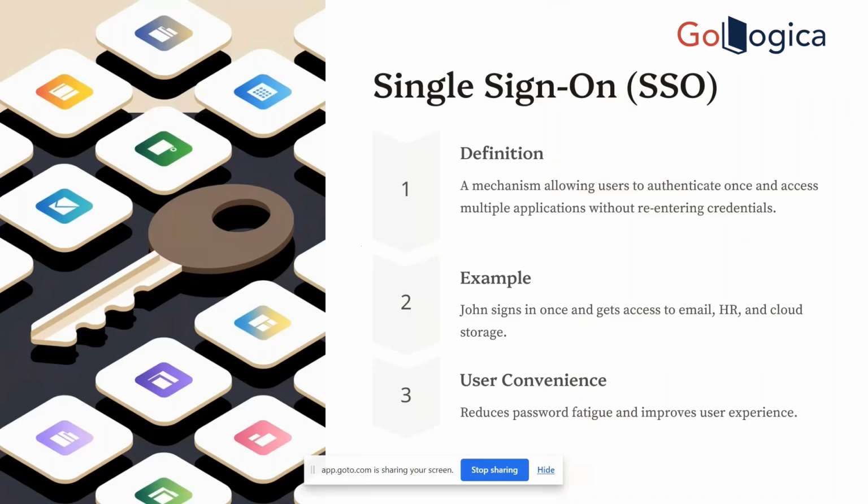Now there is a term called SSO. I already told you about SSO yesterday also. Single sign-on basically means a mechanism where we allow the user to authenticate once and access multiple applications without re-entering credentials. Say you are working on a project and the project requires 4 or 5 applications. That is going to be very helpful for you to work on those projects.